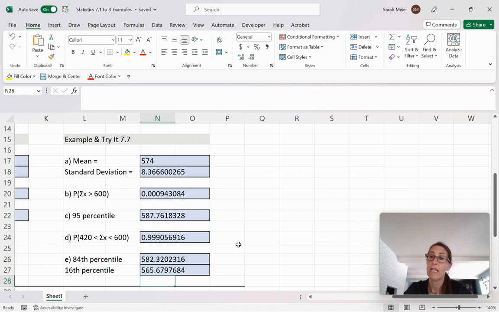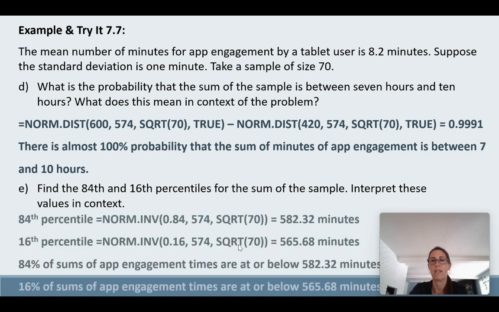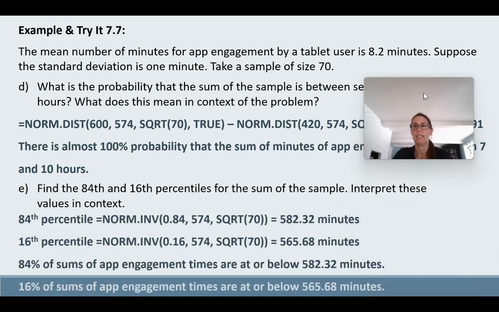So 84% of our app engagement sums are less than or equal to 582.3 minutes, and 16% of our app engagement sums are less than or equal to 565.7 minutes. So that's what we mean in the context of the problem. So here we have that information. So that's the end of the video for 7.2, which was on the central limit theorem for sample sums.